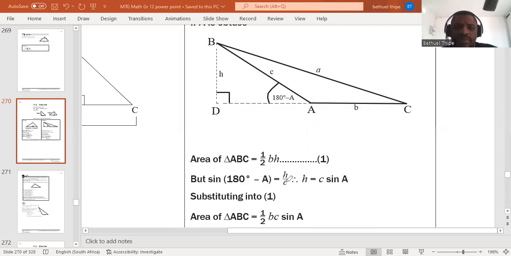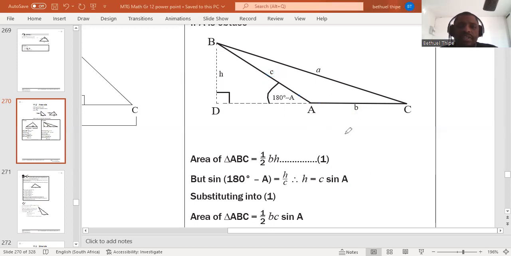Having said that, here we cross multiply C multiplied by this part, we get H equals C times sine A. Then we substitute this H into equation 1. We go to equation 1, where there is H, we replace H by C sine of A. That is why here we have C sine of A. Indeed, the area of this triangle is given by half of B multiplied by the small c times the sine of angle A.